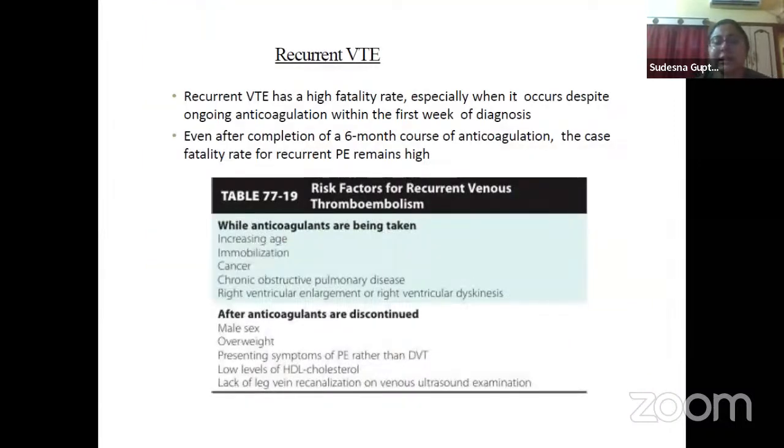Recurrent VTE has a high fatality rate, especially when it occurs despite ongoing anticoagulation within the first week of diagnosis. Even after completion of 6 months of treatment, the case fatality rate of PE in recurrent cases is pretty high. The risk factors we need to isolate while anticoagulants are being taken are increasing age, elderly patients, immobilization, cancer, COPD, and right ventricular enlargement or right ventricular dyskinesia.